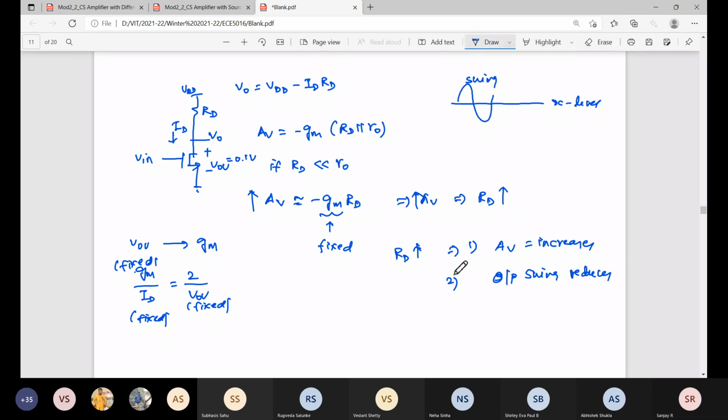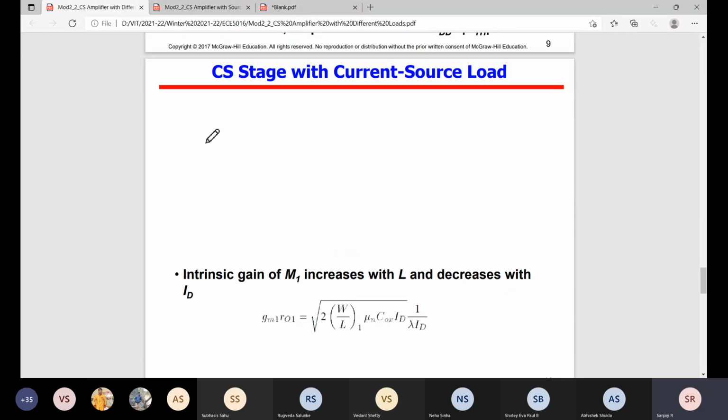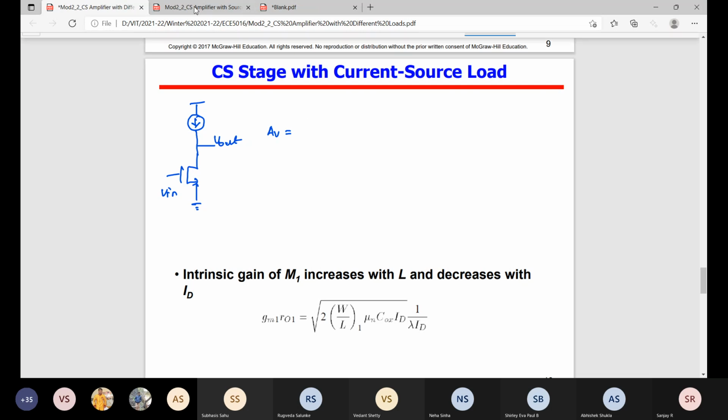Yes. Any doubts? Okay. But I want more gain. So what can I do? Instead of RD, I am replacing RD with some current source. So can anyone say what the gain is now? It is replaced by a current source. So what will be the gain now?